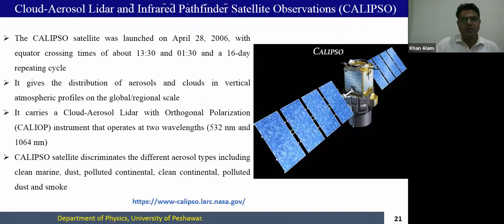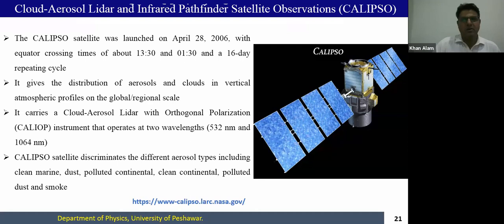CALIPSO is another satellite sensor. It was launched just 16 years back. It gives the vertical profile of aerosol and cloud. This is the only satellite sensor that has a LiDAR, light detection and ranging. The CALIPSO satellite discriminates different aerosol types, including clean marine, dust, polluted continental, clean continental, polluted dust, and smoke particles.